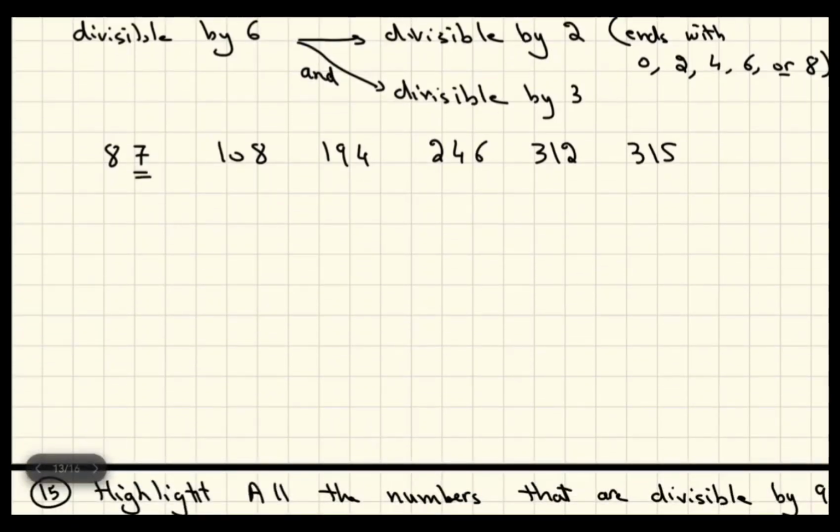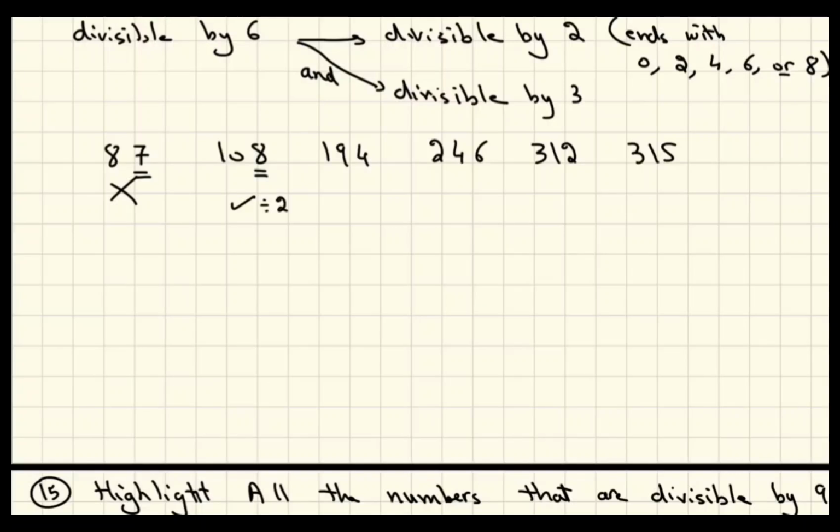This number is not divisible by 2. It means directly it is not divisible by 6. So it doesn't end with 0, 2, 4, 6, or 8. Now this number has an 8 at the end, so it's divisible by 2. So the first thing is to check if it's divisible by 2.